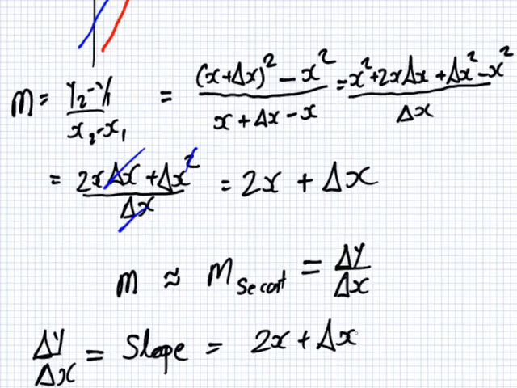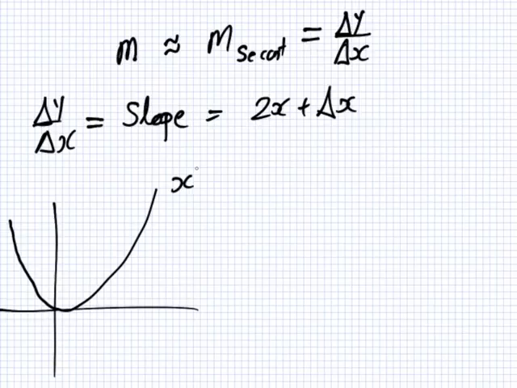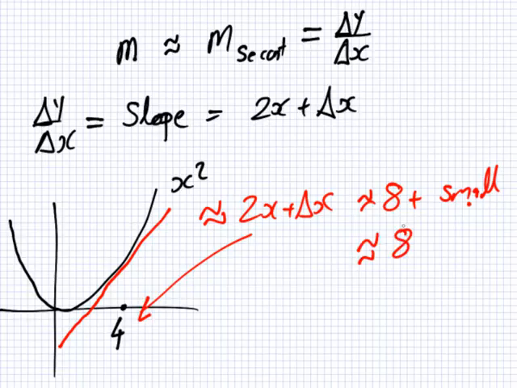So let me show you what that means on a graph. If I have a quadratic like this, x squared, and I'm here at the point 4, and I draw a tangent line, the slope of the tangent line is going to be roughly equal to 2x plus delta x, but the x is 4, so it's roughly equal to 8 plus some small number. The small number is roughly equal to 0, so you could say it's roughly equal to 8. It's somewhere around about 8.